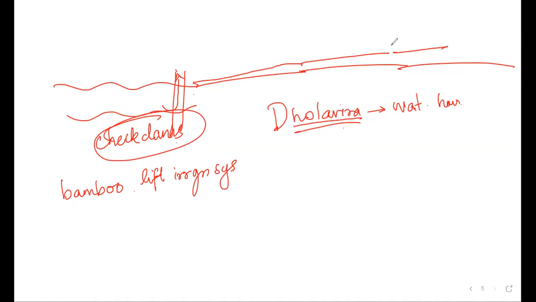Now we have some 15 more minutes. Let me take the next thing that we have. Tsunami. We will take up tsunami. I'm sure you might have read it as a part of your disaster management also.